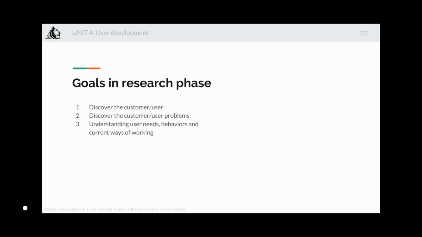Okay. So in this research phase, you're going to discover the customer or the user. You're going to discover their problems, and finally, you're going to understand the user needs, behaviors, and current ways of working. That's your entire goal in the research phase, which is the user research phase.